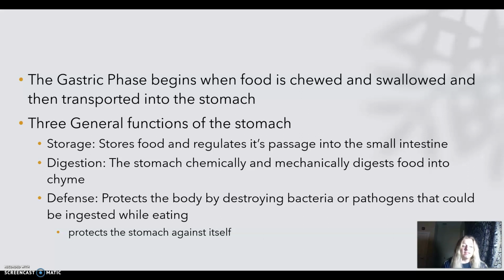This is also where most digestion and absorption takes place. It also helps regulate the amount of food that's going into the small intestine, because if too much goes into the small intestine, then digestion cannot perform properly.